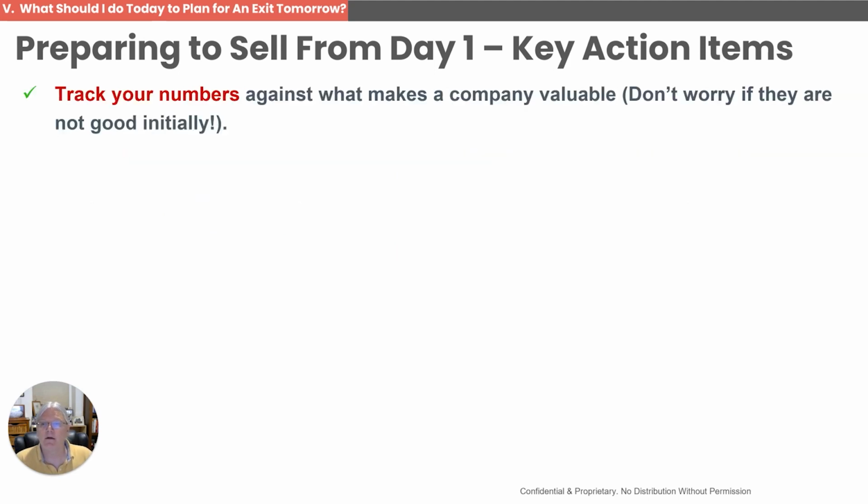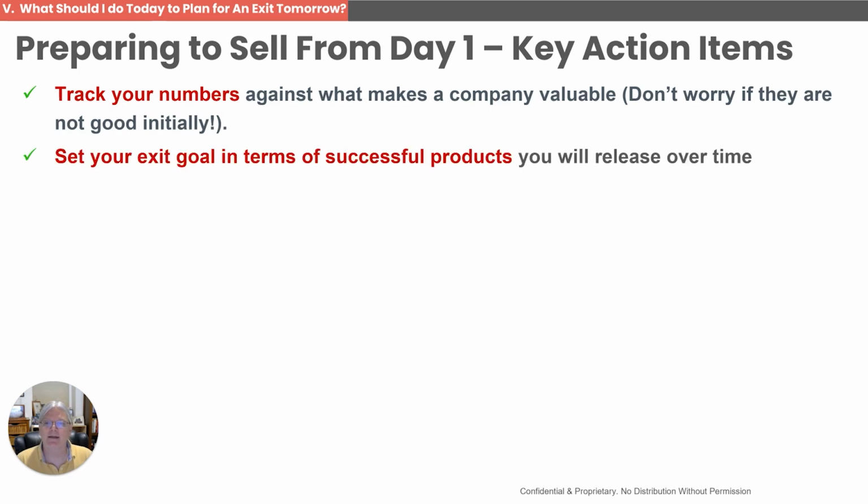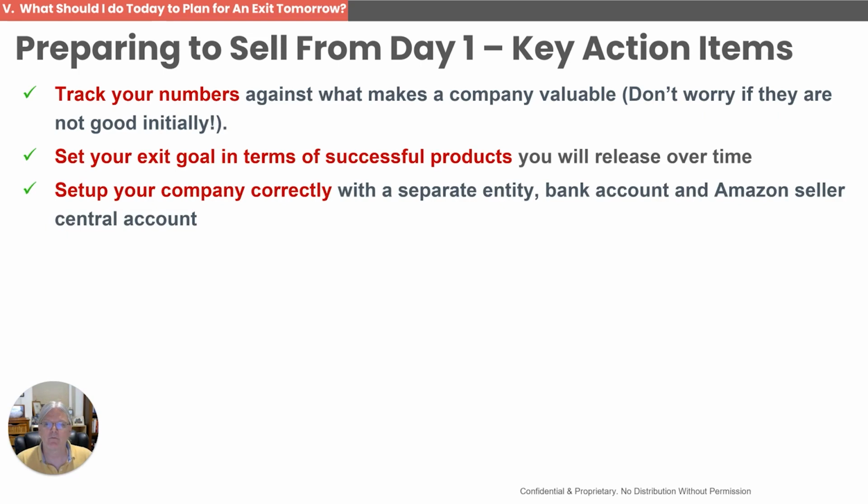Then, focus on tracking your numbers against what makes a company valuable: the 20% margin, the more than 20% growth, the diversification. And don't worry if those numbers are not good initially. Next, set your exit goal in terms of the number of successful products you are planning to release over time. Set up your company correctly with a separate entity, bank account, and Amazon Seller Central account for each one of your brands.